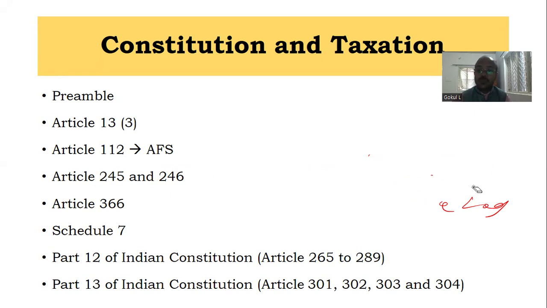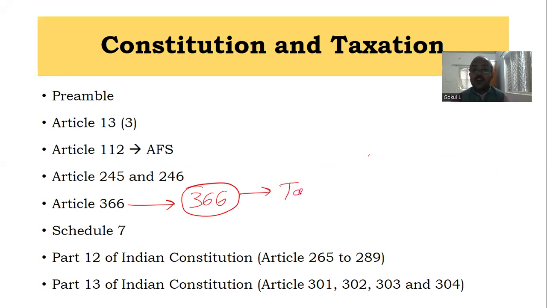Next, specifically speaking about taxation, we have Article 366. 366, very important. It is in this article that we find the definition of what tax is, what goods and service tax is. Okay, so what is the definition of goods? What is the definition of service? What is the definition of tax? It is defined in Article 366.